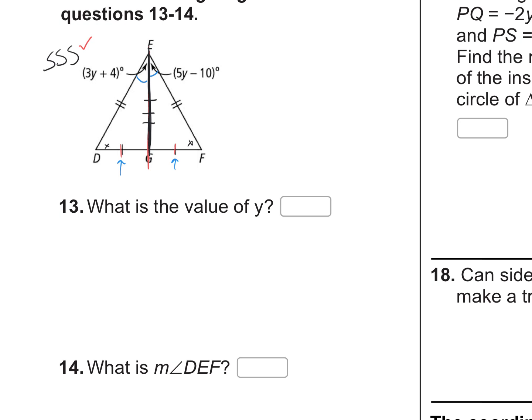So there are a couple ways of why you can assume those are equal to each other. So we can set them equal to each other. So 3y plus 4 equals 5y minus 10. How do I solve?